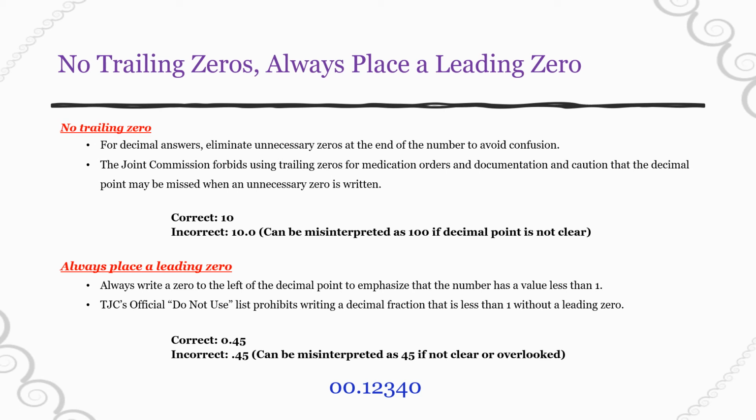So here in this example, 00.12340, we eliminate one of the unnecessary zeros and leave just one leading zero, and then we eliminate the trailing zero.